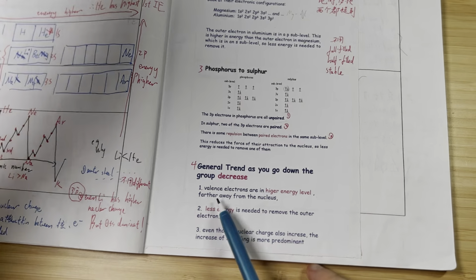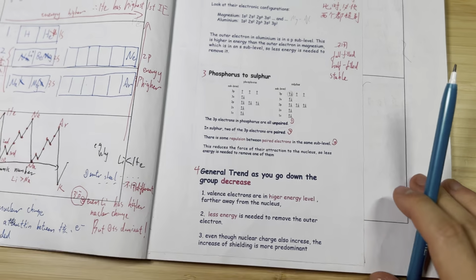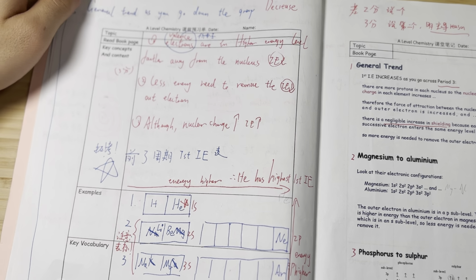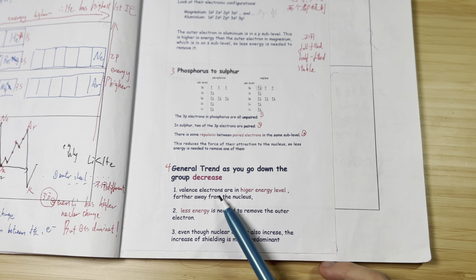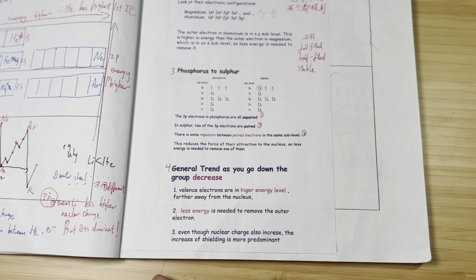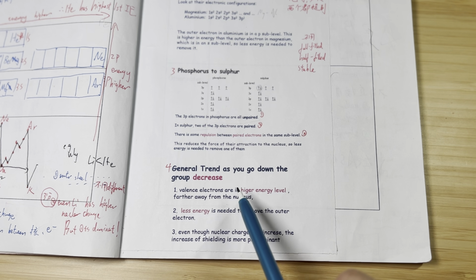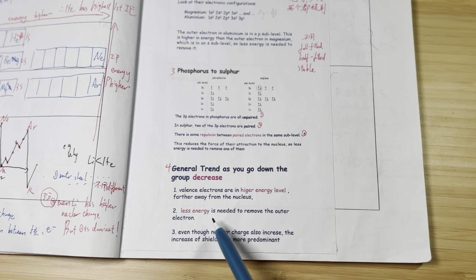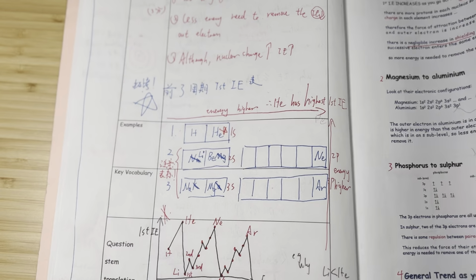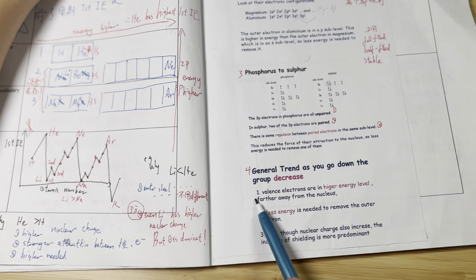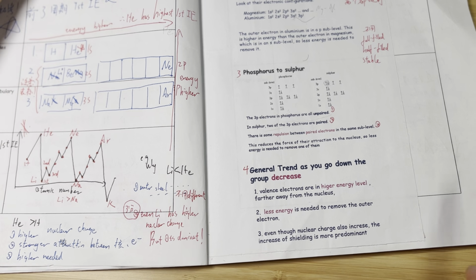And fourth, the general trend as you go down the group is a decrease. Why? Like this one, I told you in the last class. The valence electrons are in a higher energy level, farther away from the nucleus, so there is a larger distance, so less energy is required, remember it. Less energy is needed to remove the outer electron. Even though nuclear charge also increases, the increase of shielding is more predominant. So it has 3 points. You have to point out which is the dominant.